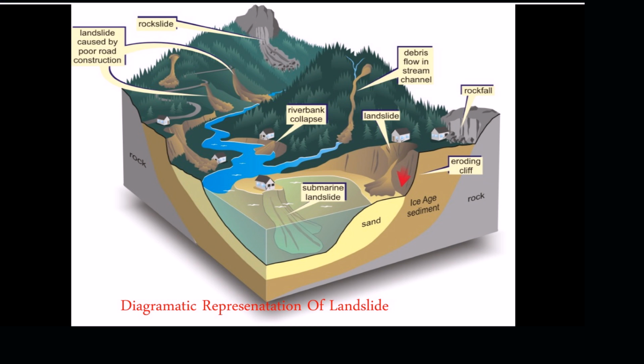Let's see about the types of landslide. First is the submarine landslide, which occurs beneath the ocean floor and causes a disastrous tsunami where thousands and thousands of people lose their lives and property. Second is the riverbank landslide, which also affects the people. Next, poor construction of roads causes the loosening of soil and in turn causes landslide. Landslide also causes rock slide or rockfall at the mountain regions, which in turn erodes the cliffs.